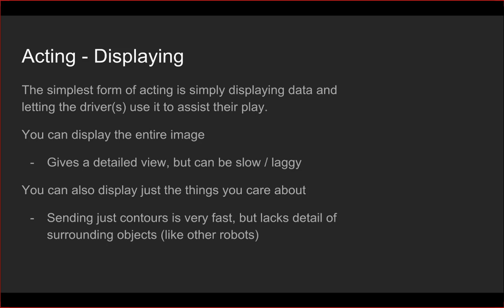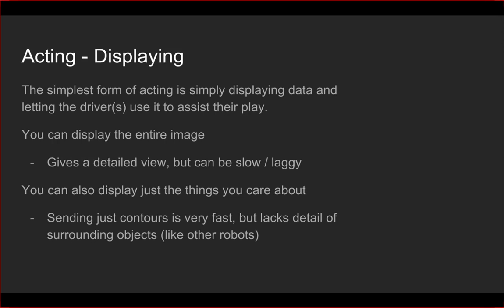Or you can just display the things that you care about. For example, you could send over just the contours, which are just a vector of floating point numbers. That does not take a lot of bandwidth at all, which means that you can get that data out fast, you can process it, and you can display it fast on your driver station as well. The thing about this is that it is just the data you care about, so it lacks the detail of surrounding objects, like other robots or obstructions between you and your goal. But then again, your driver should also be looking at the field, so take what you will.